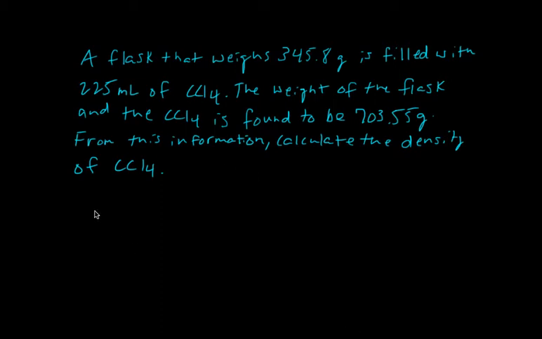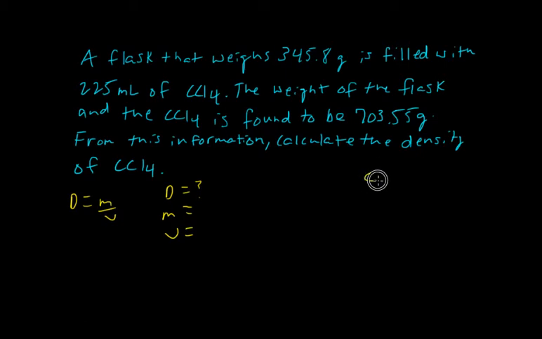Alright, so once again, I'm going to use the formula that we used in the previous example. So I'm going to say density is equal to mass divided by volume. So let's go ahead and see if we can find out what these quantities are, mass and the volume. So the density we don't know, that's what we're looking for because it says calculate density, so I'll put a question mark there. The mass, so in order to find the mass of the CCl4 we have to go back up here and look. So a flask that weighs 345.8 grams.